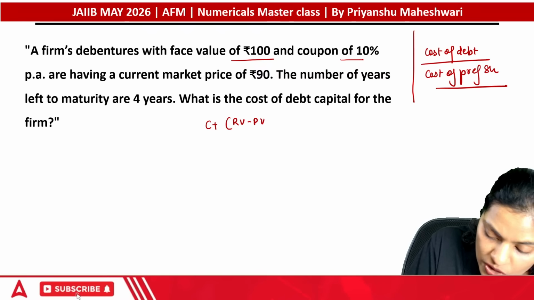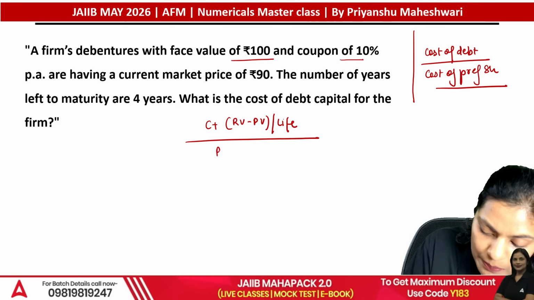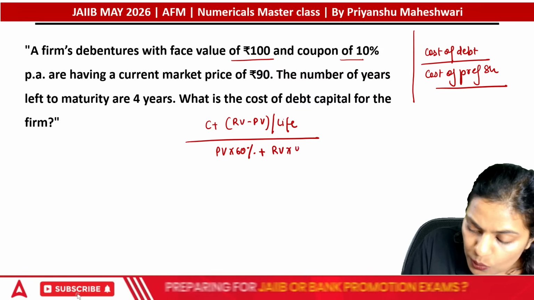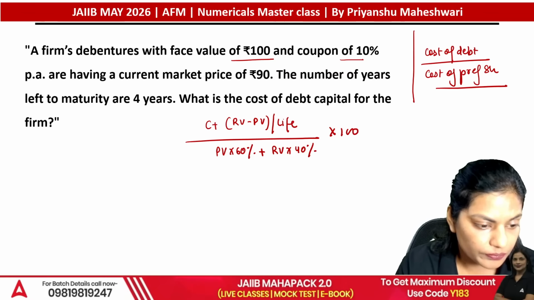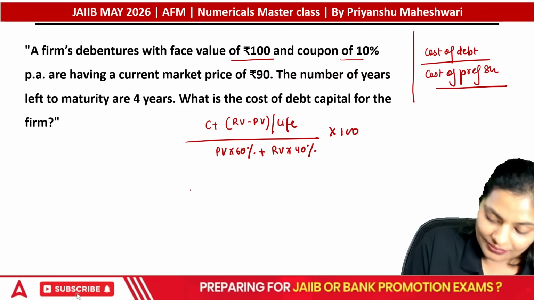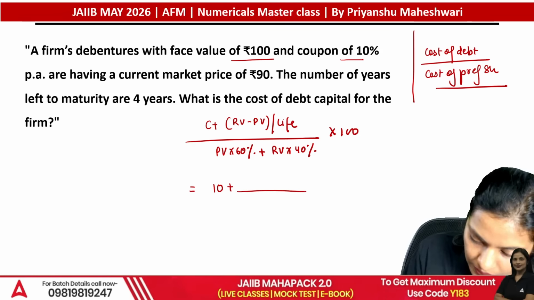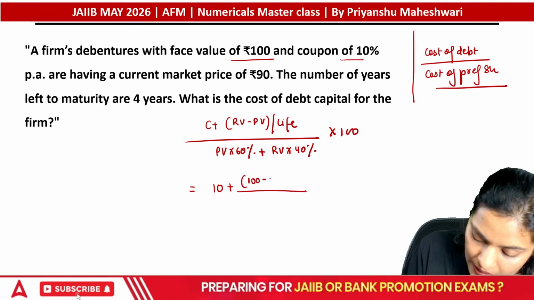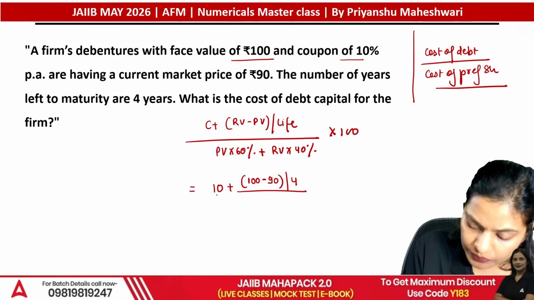Redemption value minus purchase value divided by life. And in the denominator, it will be purchase value or purchase price into 60%. Redemption value would be 40% into 100. Only this is the difference. Coupon rate would be 10 plus 100 minus 90 divided by 4 years.